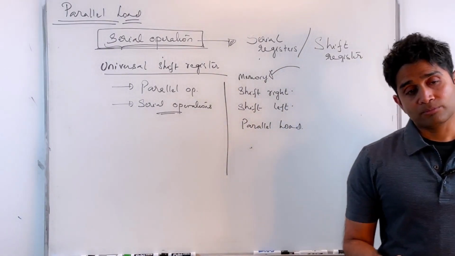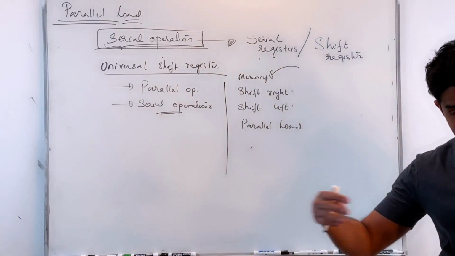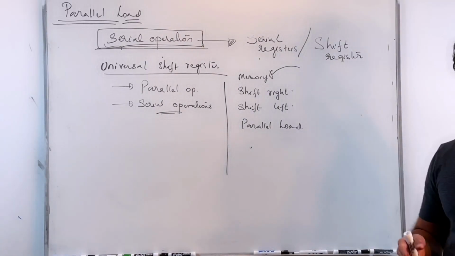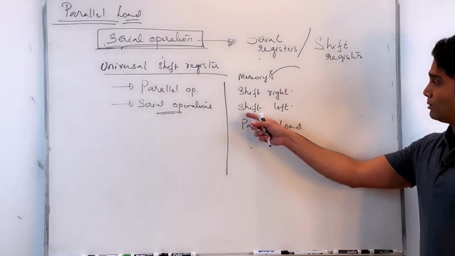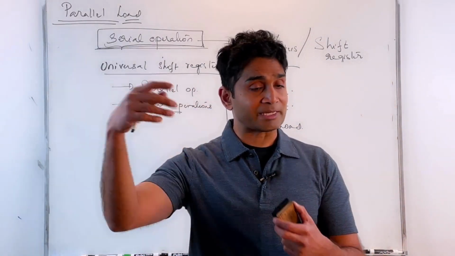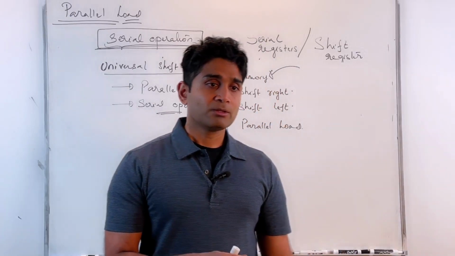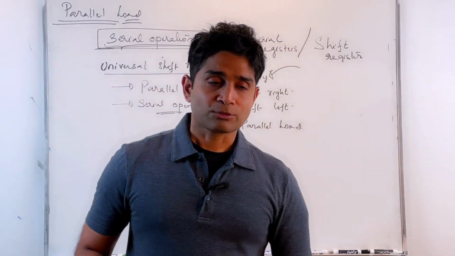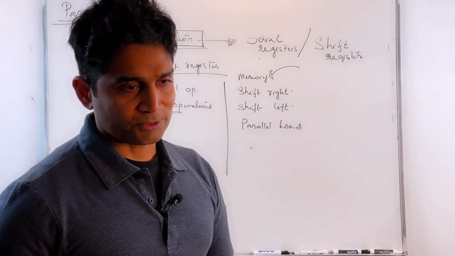Or I can shift right my data with each clock pulse. I can shift the data right in my register. Or I can do a shift left operation, or I can do a parallel load operation from the data bus that we have already seen. So a register that can perform all of those operations is called a universal shift register.